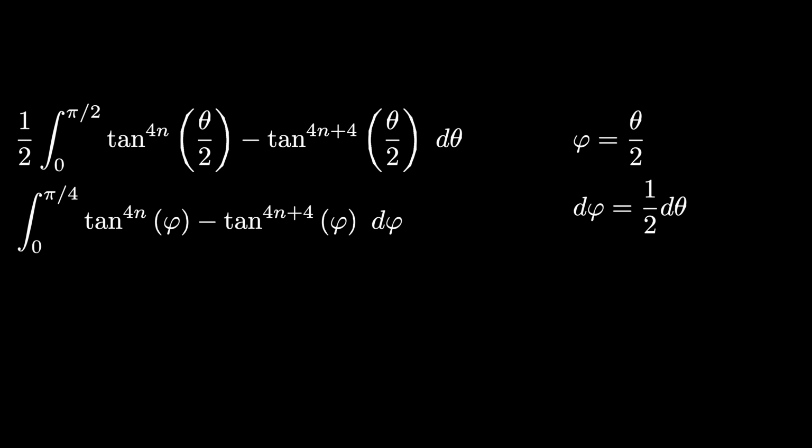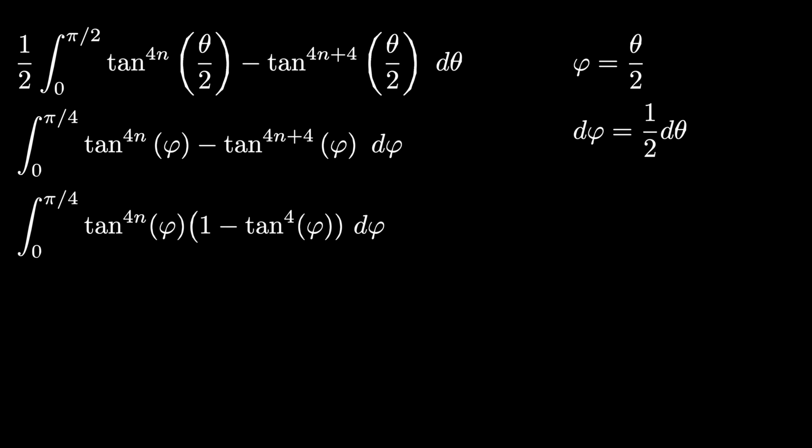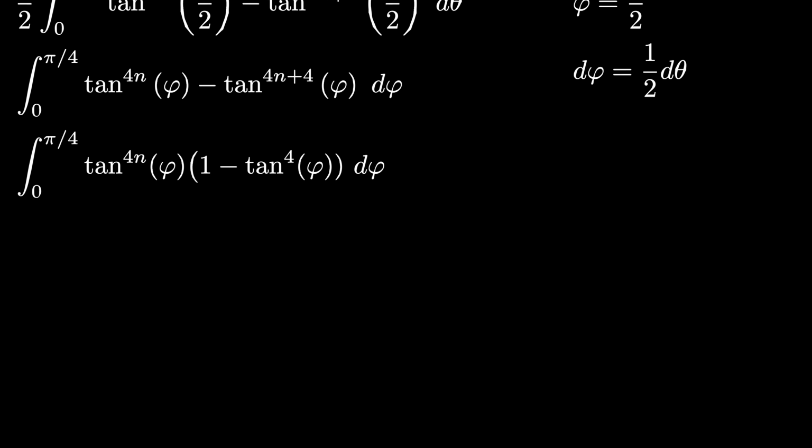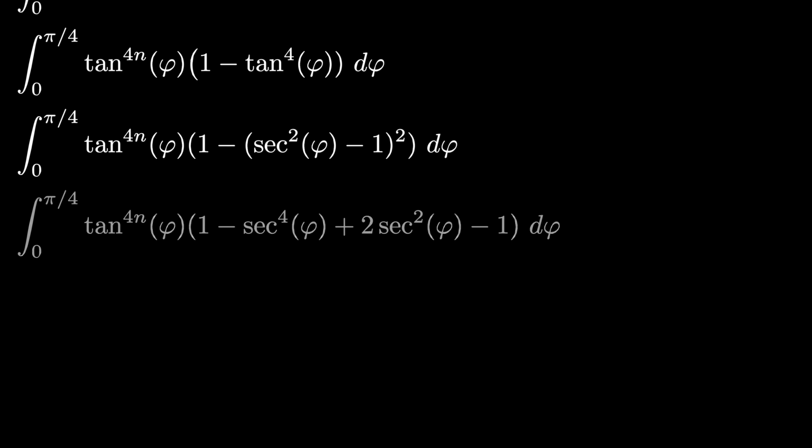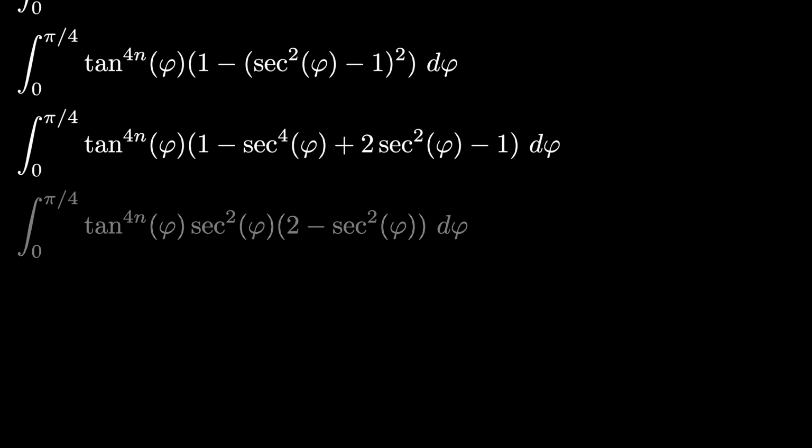We can simplify this integral by factoring out a tangent to the 4n of phi. Using a standard trig identity, we can replace tangent to the 4th of phi with the quantity secant squared of phi minus 1 all squared. Next, we algebraically expand 1 minus the quantity of secant squared of phi minus 1 squared to yield 1 minus secant to the 4th of phi plus 2 times secant squared of phi minus 1. Here the 1's cancel out, and then we can factor out a secant squared of phi from this, and we're left with the integral from 0 to pi over 4 of tangent to the 4n of phi secant squared of phi times the quantity 2 minus the secant squared of phi d phi.